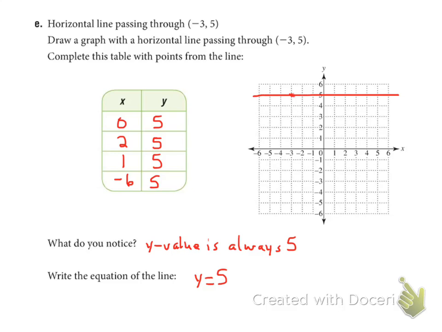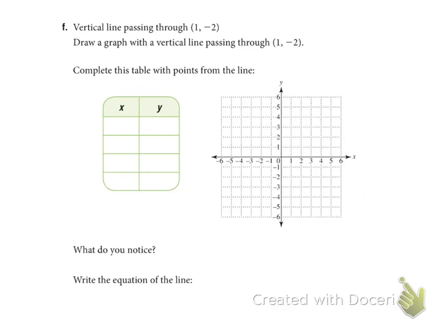Letter F. Would it be the same thing? Well, it'll be similar. This time we have a vertical line passing through 1, negative 2. Draw a graph with a vertical line passing through 1, negative 2. So we go to the right one and down 2. There's our point, 1, negative 2. Vertical line goes up and down. So there's the graph of the line. Complete this table with points from the line. What else is on the line besides 1, negative 2?